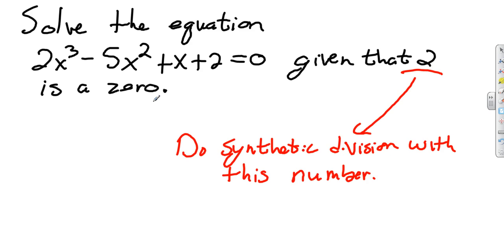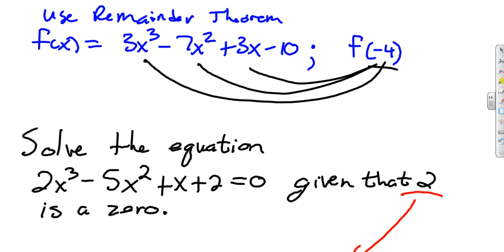But the key thing is that for this problem, the way it's set up, they're telling you this is a factor, which means we need to do division with it. So we're going to take this problem we've got here and do synthetic division with this number. Now, they've already changed the sign for you, so they're saying this one's a solution, do synthetic division with this number, that it's pretty much the same as this problem back here.